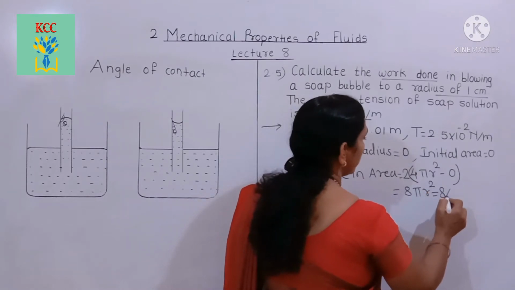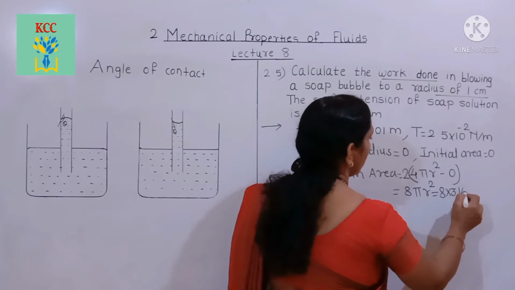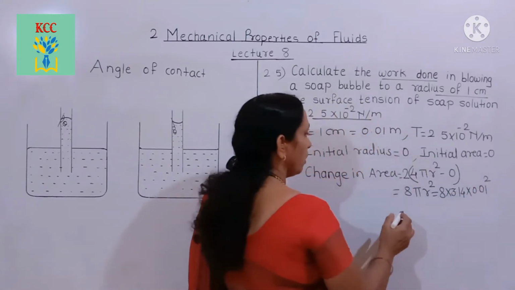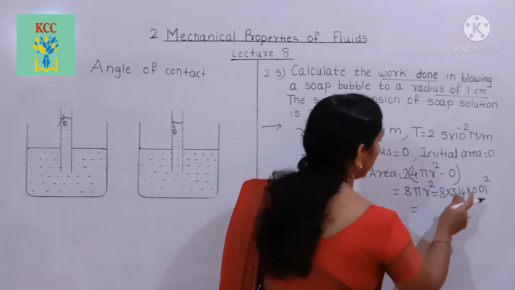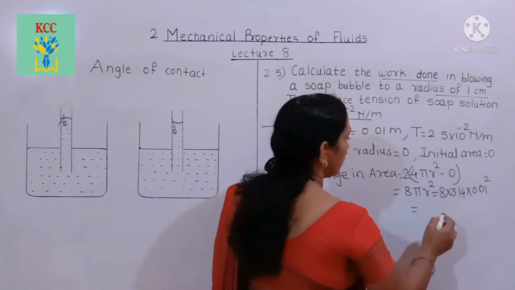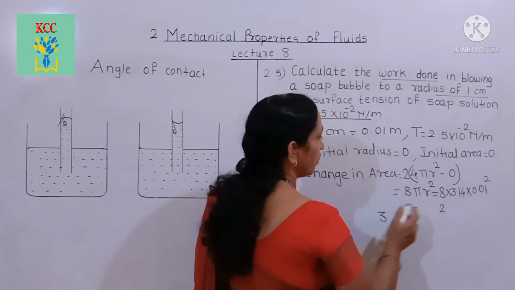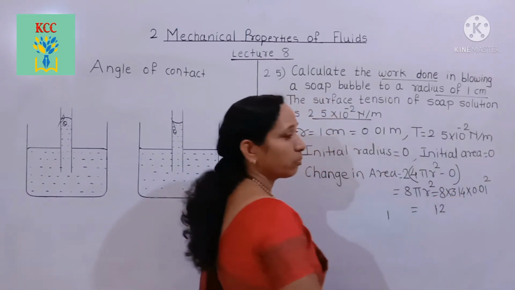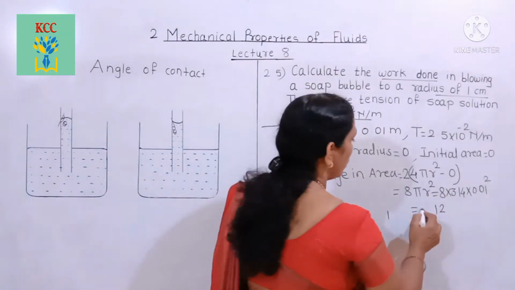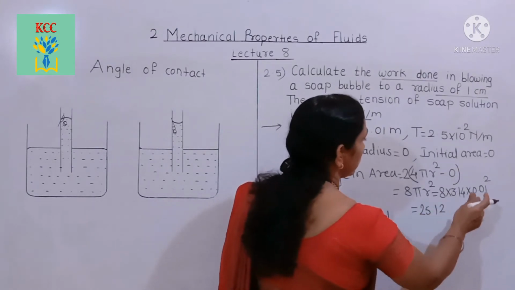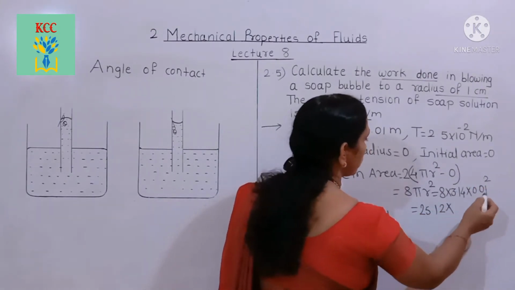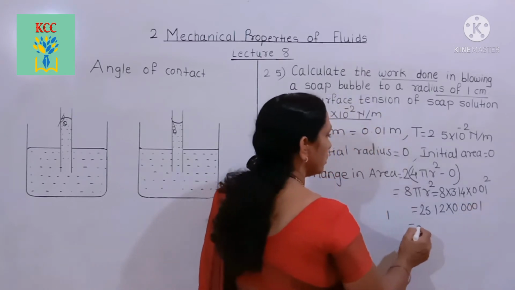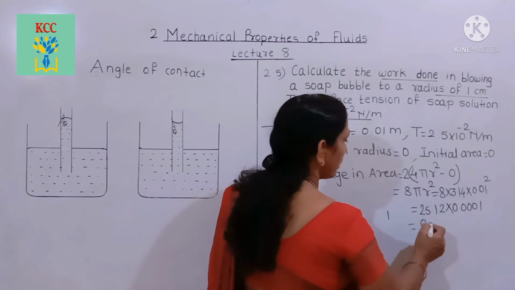This is equal to 8 into 3.14 into r square, 0.01 square. And this is equal to 8 into 3.14. 8 4 the 32, 3 carry over. 8 and 3 11, 1 carry over. 8 3 the 24 and 1, 25. And 2 decimal places. Into 0.01 square, 0.0001.